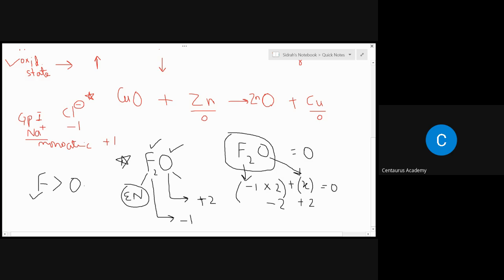So the less electronegative element present within a particular compound is going to become positive in its oxidation state, and the other one is going to become negative, and that is solely because of the difference in the electronegativity values of the two. Is this point clear so far?